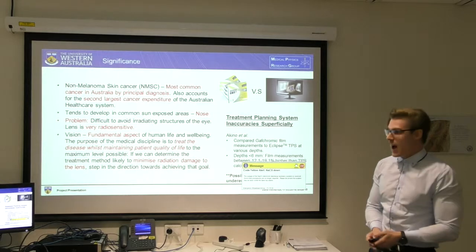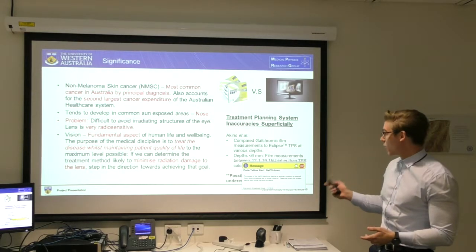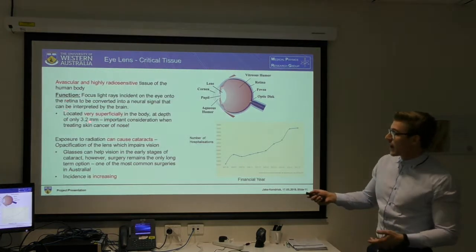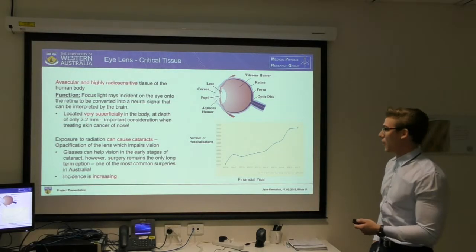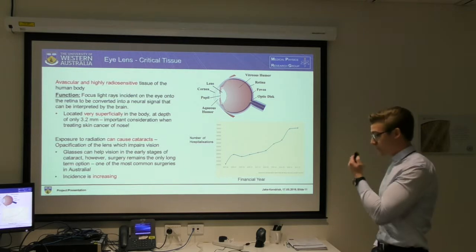calculations to calculate the dose for the lens, which is located about 3.2 millimeters in the body. So it's within that range where those inaccuracies occur, at least in comparison to GAFchromic film.